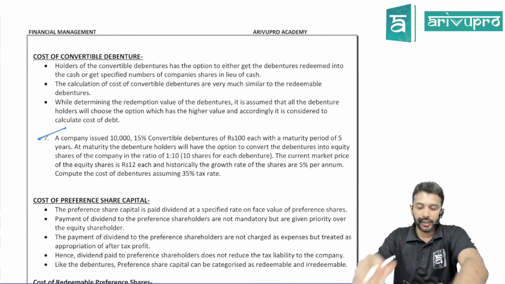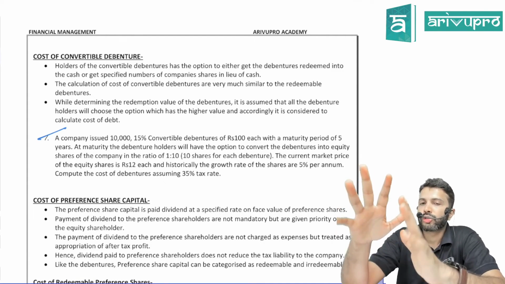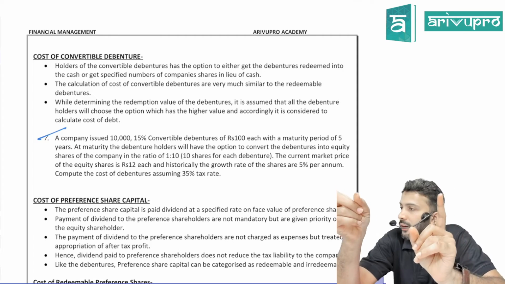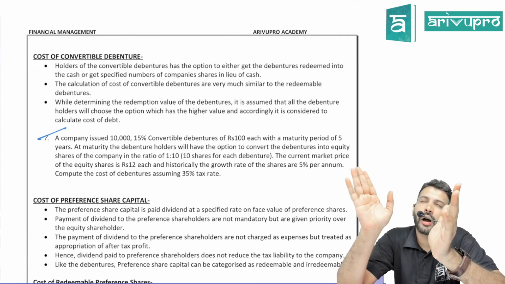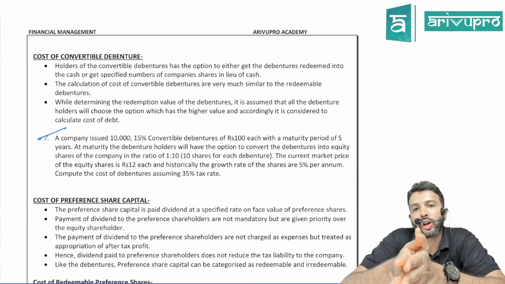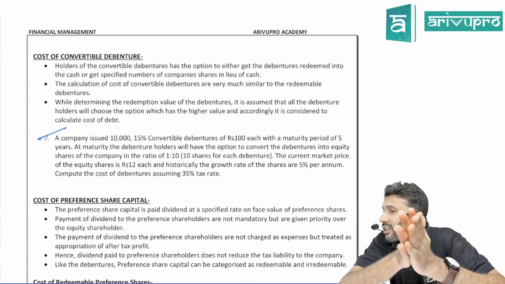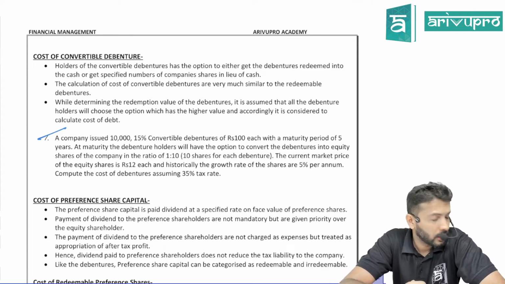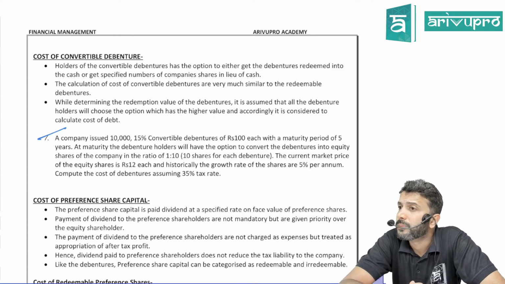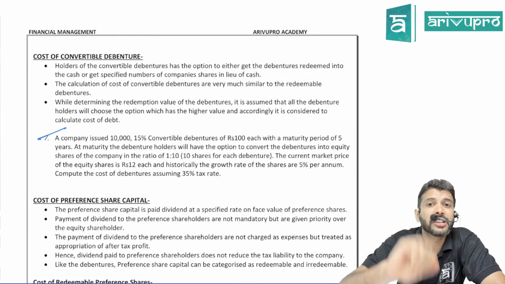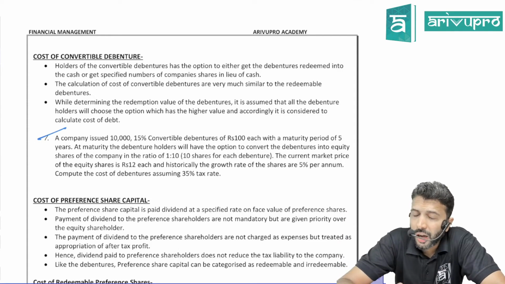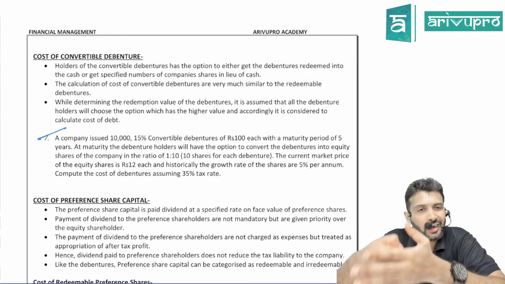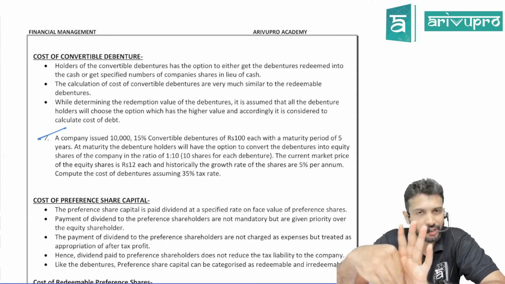So far we calculated cost of redeemable debt as well as irredeemable debt. Small problem, small concept. But debt can also be convertible. You can convert debentures into equity. So if it is convertible debt, how do you calculate the cost of debt is the next concept, and that question is relating to that.